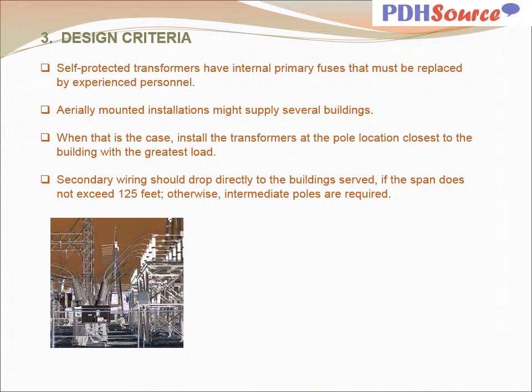Aerially mounted installations might supply several buildings. When that's the case, install the transformers at the pole location closest to the building with the greatest load. Secondary wiring should drop directly to the building served if the span does not exceed 125 feet. Otherwise, intermediate poles are required.